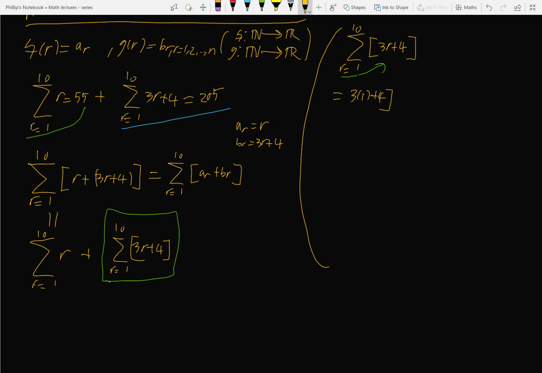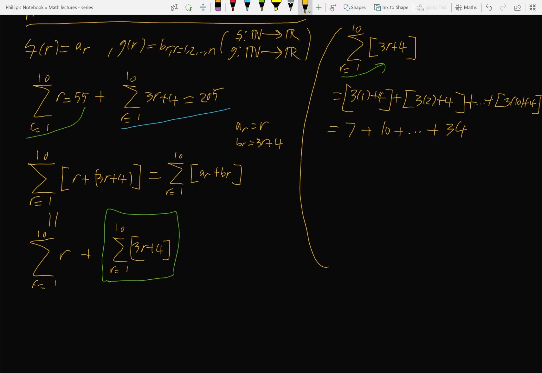I'm going to put it in square brackets again, just because I've already used a bracket, plus 3 times 2 plus 4, and all the way, so we're going to add, plus 3 times 10 plus 4. Okay, so that is going to be equal to 3 times 1 plus 4, 7, 3 times 2, 6 plus 4, 10, plus all the way, and then we've got 3 times 10 plus 4, 34.